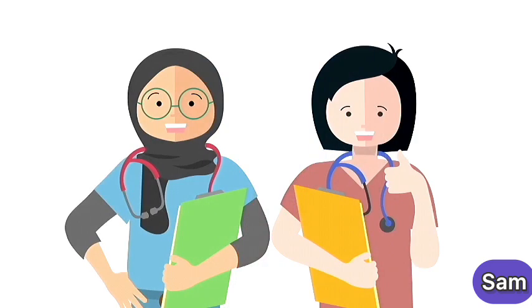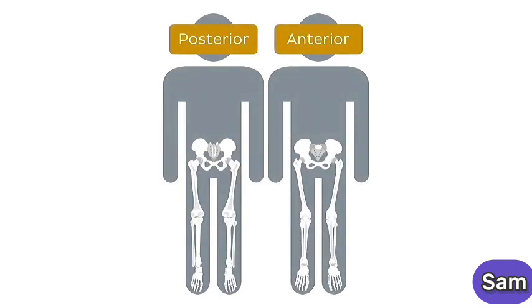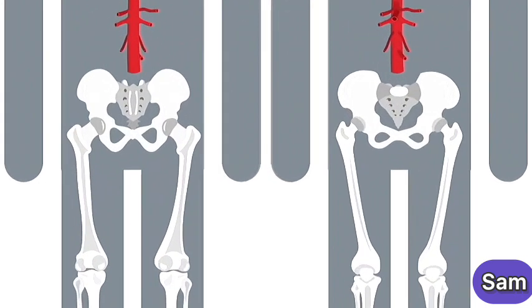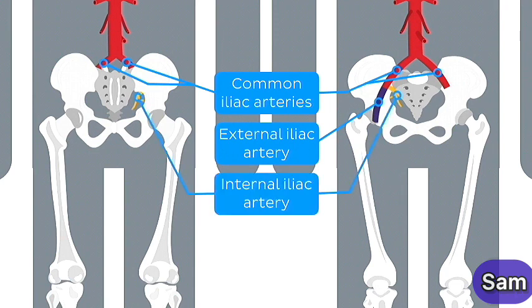Now we've come to the end of the tutorial on the main arteries of the lower limb. Let's have a quick look at what we learnt today. We began this tutorial by identifying where the blood supply of the lower limbs originates from. The aorta carries oxygenated blood from the heart through the thorax down through the abdomen to divide into two common iliac arteries. The common iliac arteries further divide into the external and internal iliac arteries.